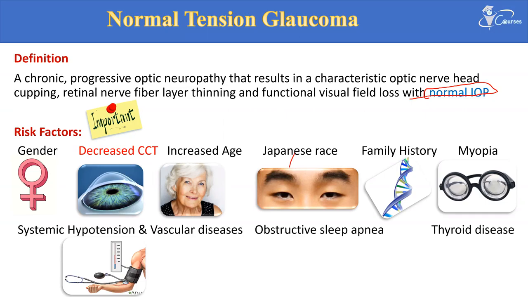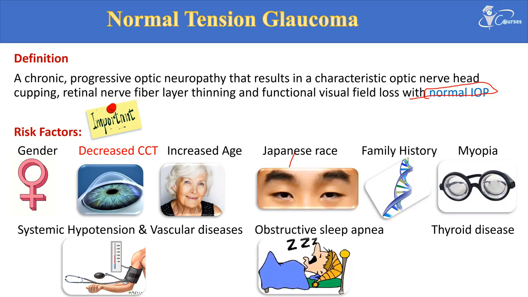Maybe this is because one of the theories that explain the normal tension glaucoma is that there is hypoperfusion of the optic disc. There is not enough blood supply going to the optic nerve. That's why it is suffering. That's why this will result in death of the retinal nerve fiber layer. So systemic hypotension, vascular disease, Raynaud's phenomenon, all these vascular disorders have been linked to normal tension glaucoma.